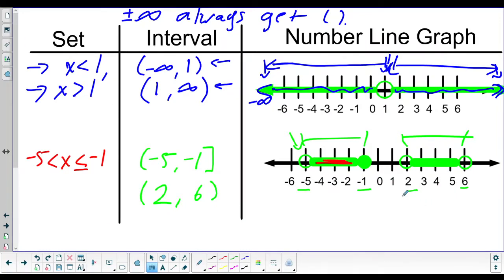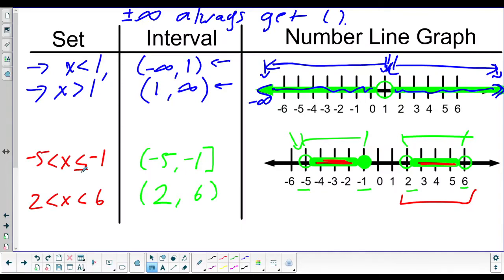Now we need the set notation for this chunk. X is in between 2 numbers, so x goes in between 2 inequalities. Goes from 2 to 6. 2 is the smaller one, 6 is the bigger one. And they're both open, so neither one of them gets the line under it. And there we go. There's set notation, interval notation, and number line graphs.